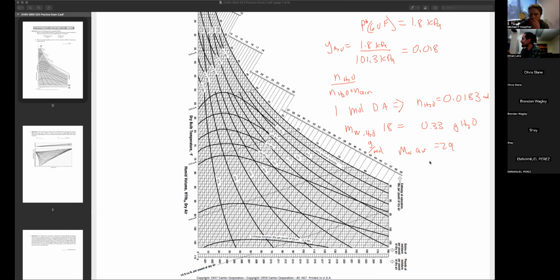So then we have grams. This is grams per mole. I have 1 mole, so that equals 29 grams of air. And so then the ratio, pounds of moisture per pound of air, would be the same as grams of that. So 0.33 divided by 29 gives me 0.113.